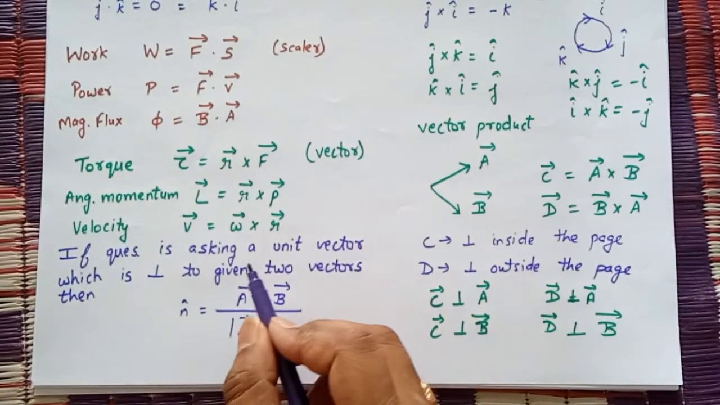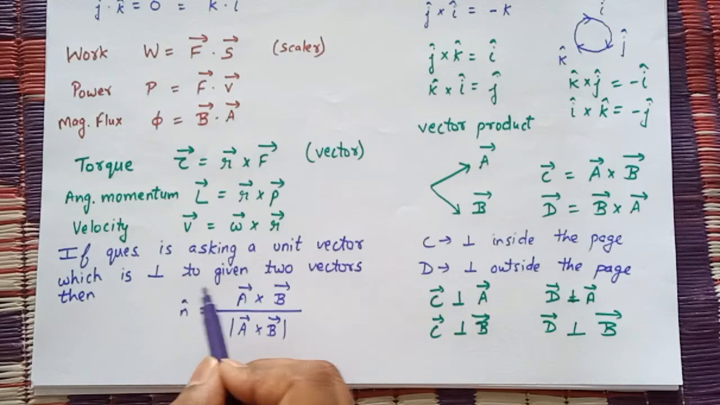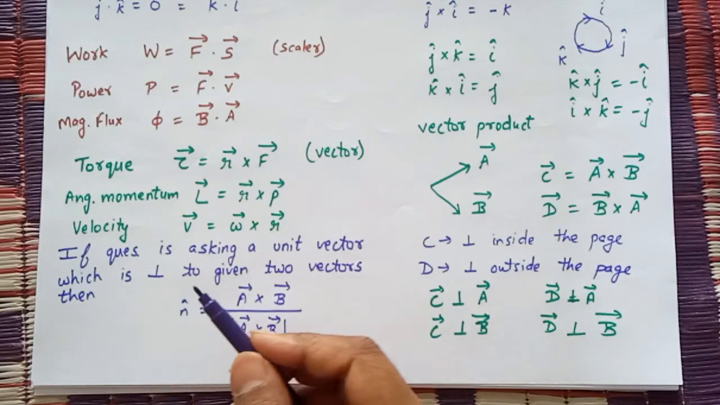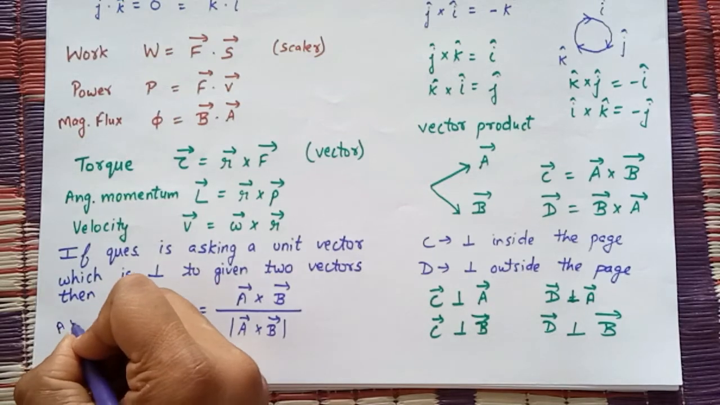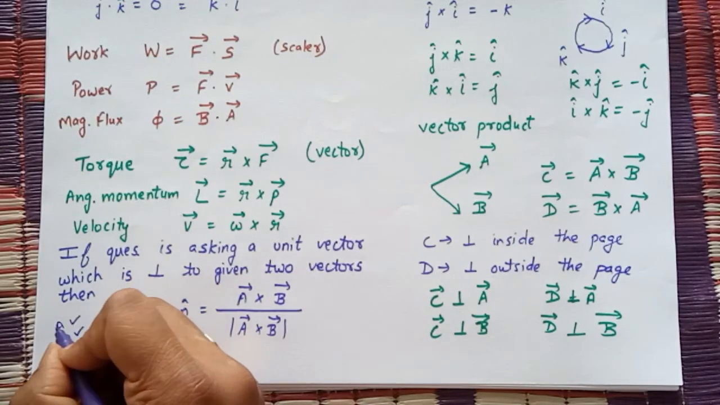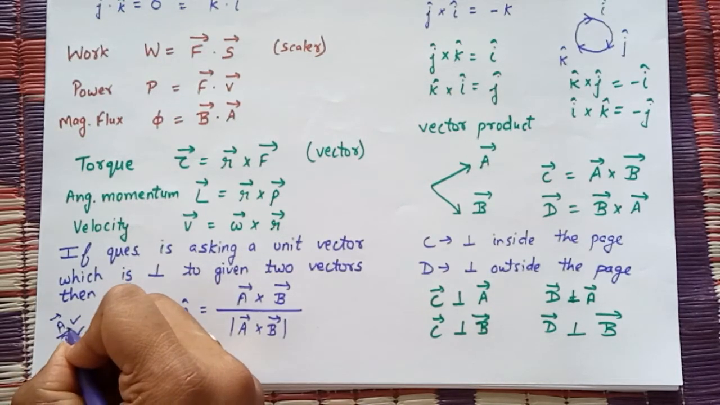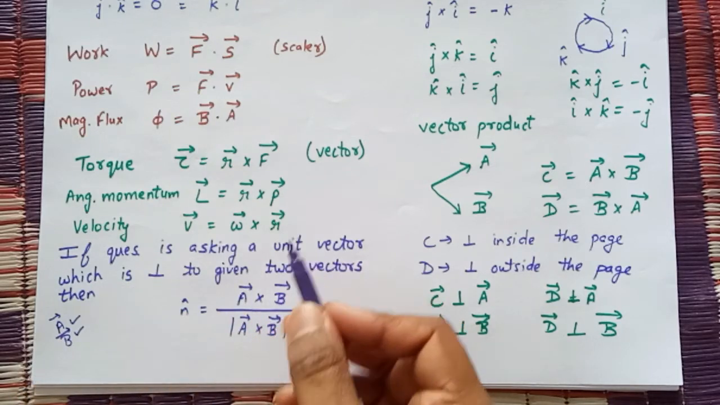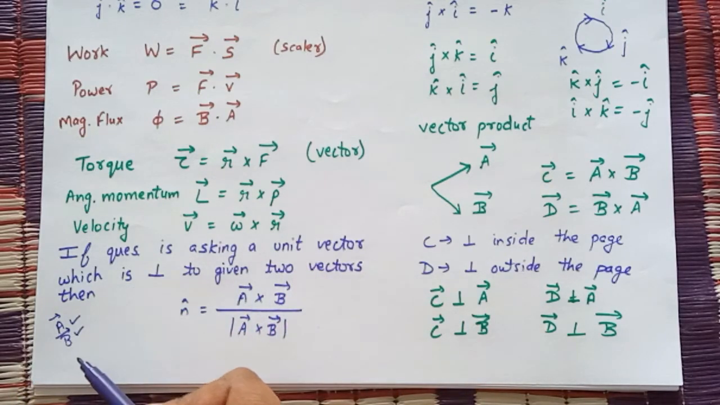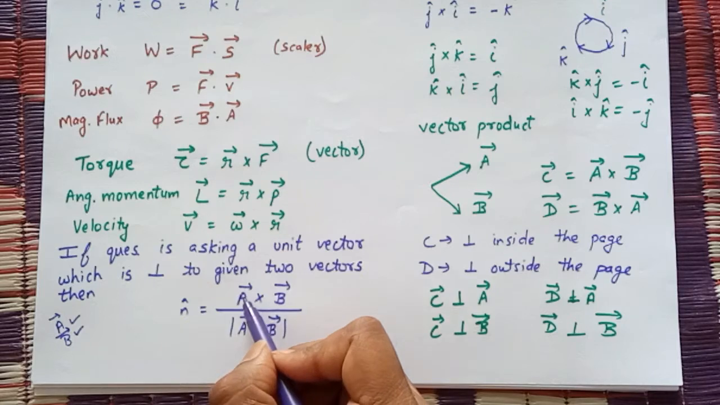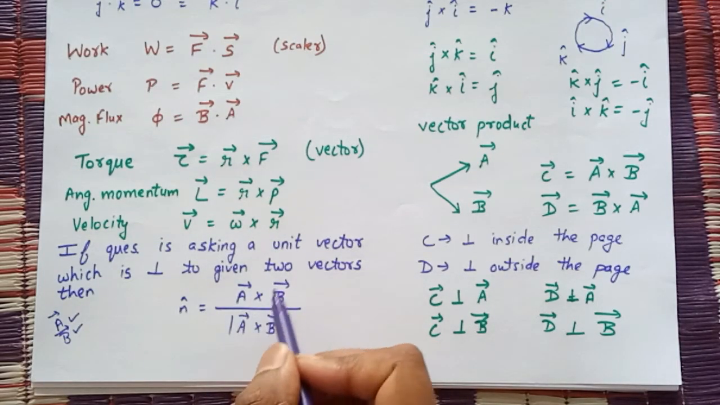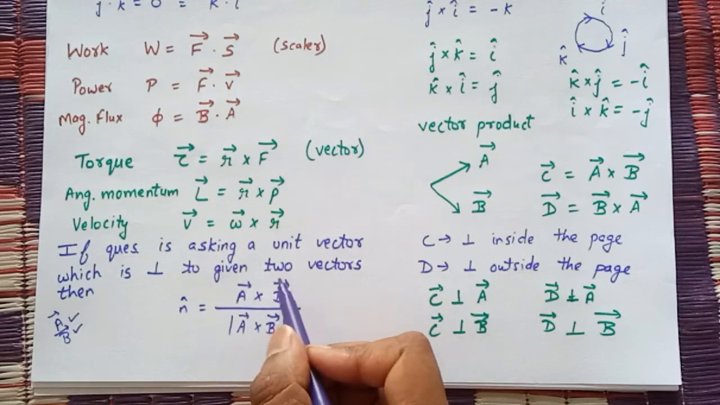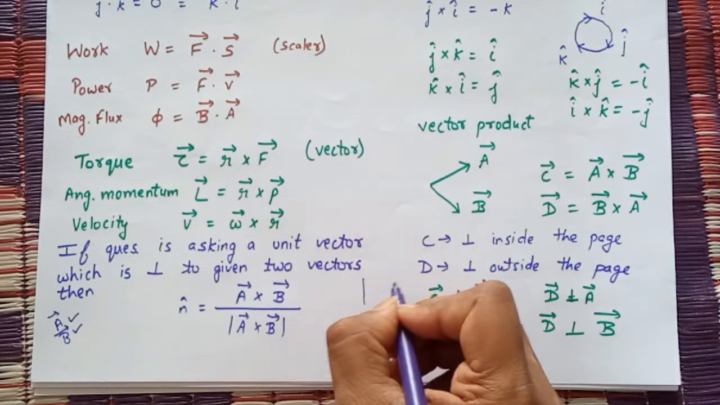If a question is asking for a unit vector which is perpendicular to two given vectors, means a question is given in which A vector and B vector are given, and the question is asking for a unit vector perpendicular to both vectors, then we can apply the formula A vector cross B vector upon modulus of A cross B. How to find A cross B? We will find it by the determinant method.